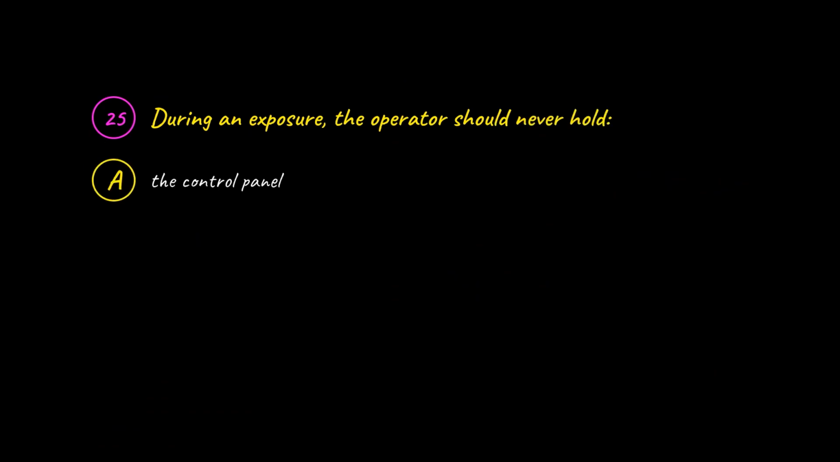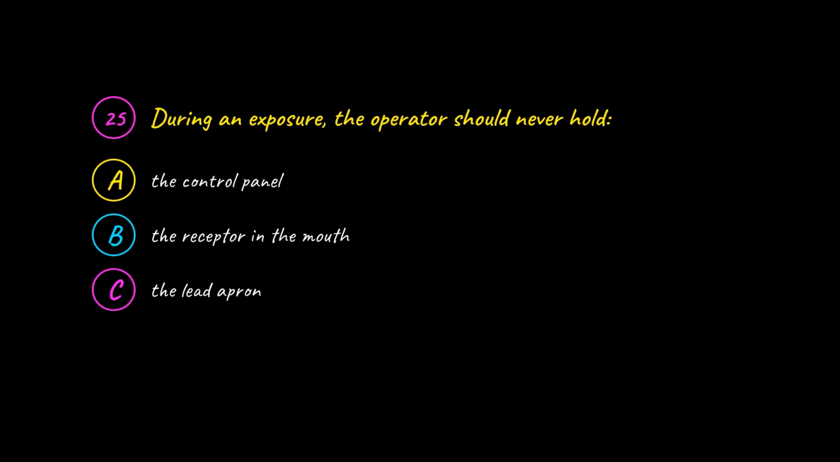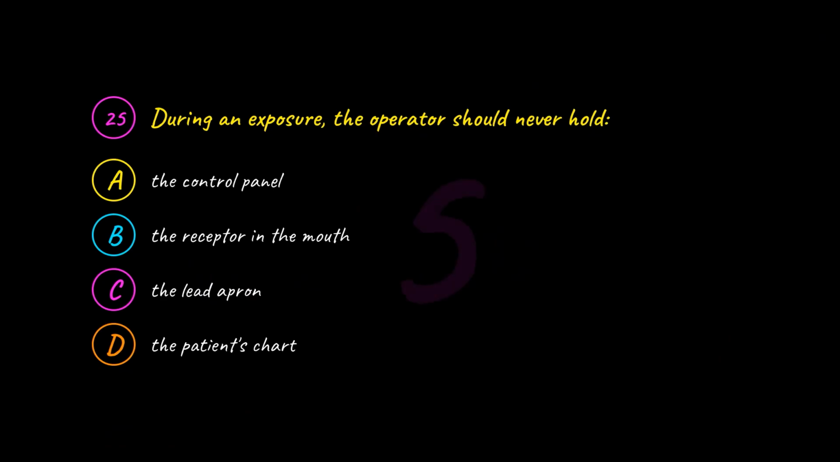Question 25. During an exposure, the operator should never hold... Your options are A. The control panel, B. The receptor in the mouth, C. The lead apron, D. The patient's chart. Which one is it? Pause the video if you need more time.